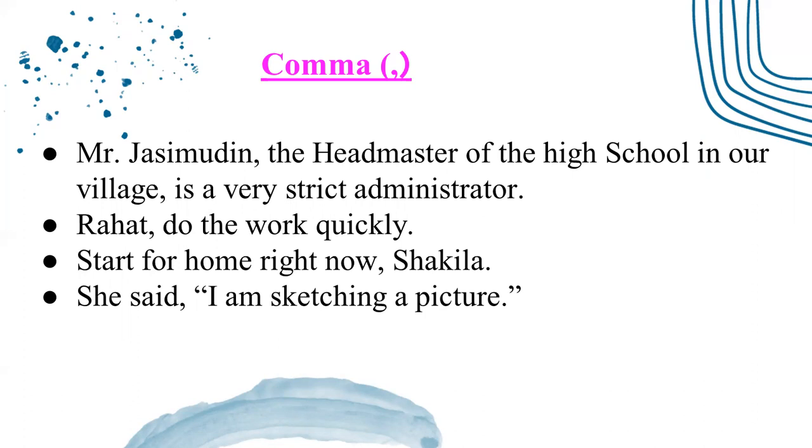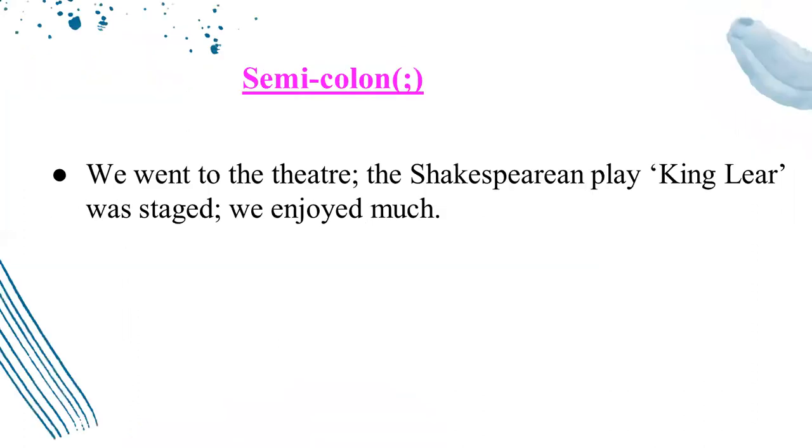Okay. Now come to semicolon. We went to the theater. The Shakespearean play King Lear was staged. We enjoyed much. Okay. In this sentence, there is no coordinating conjunction. Look at this carefully. There is no coordinating conjunction. Instead, semicolon has been used. We could use a coordinating conjunction here, but instead semicolon has been used.